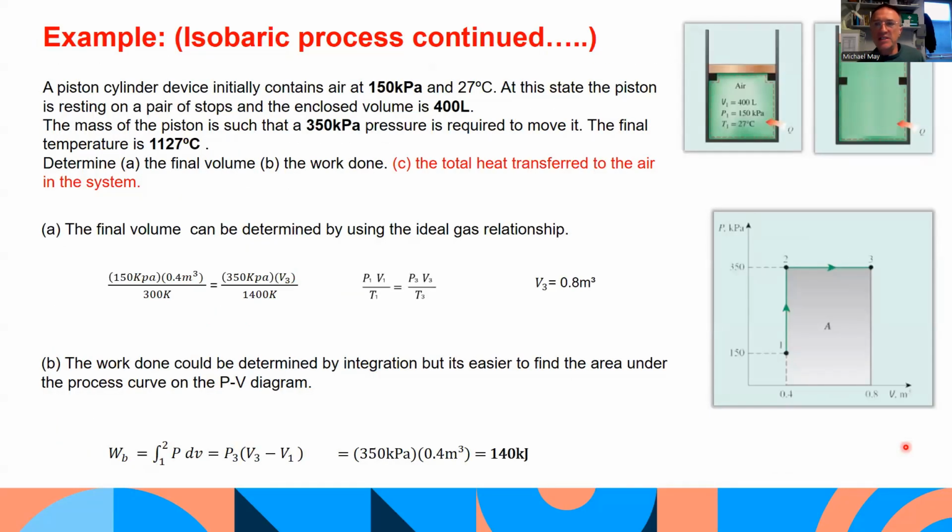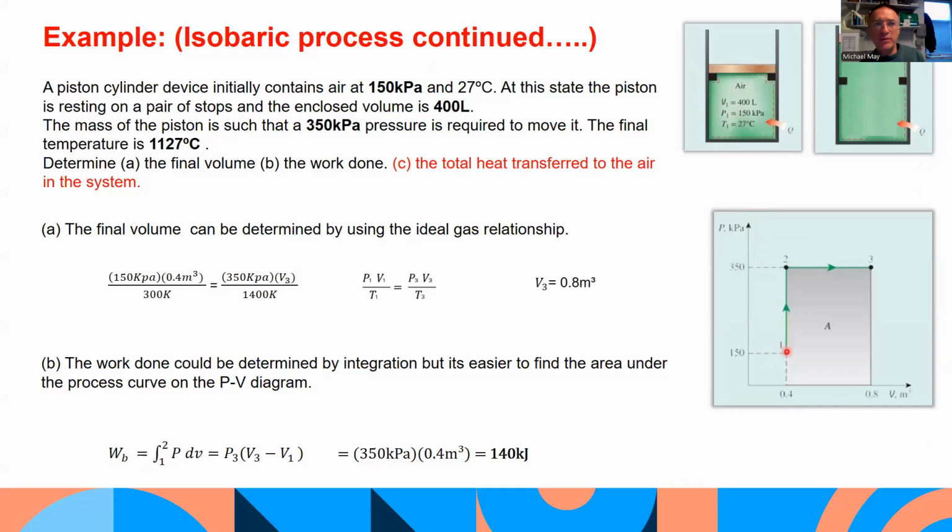This is another example here where a piston cylinder device contains air at 150 kilopascals and 27 degrees. So down here, at this state, the piston is resting on a pair of stops, and the closed volume is 400 liters. So that's the piston there.